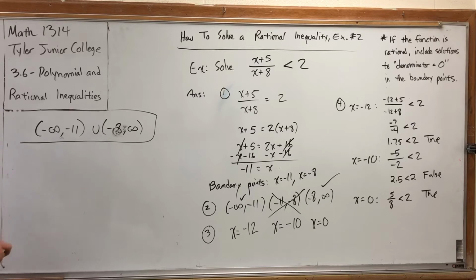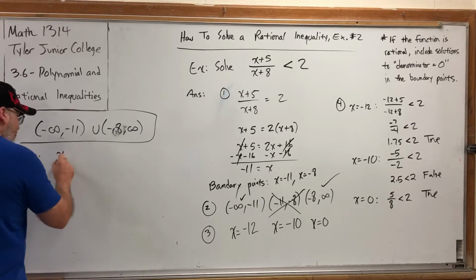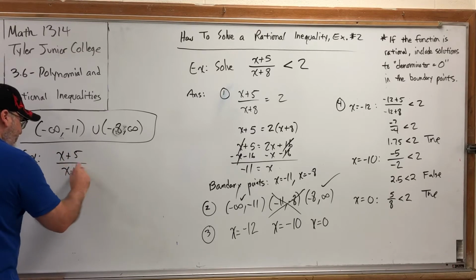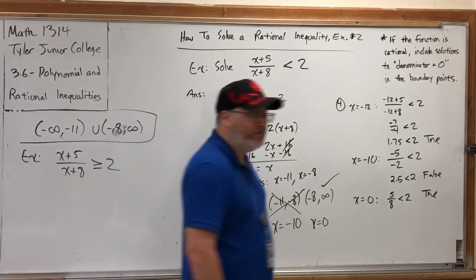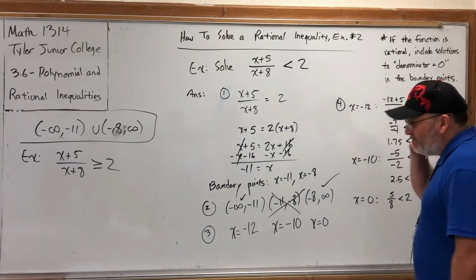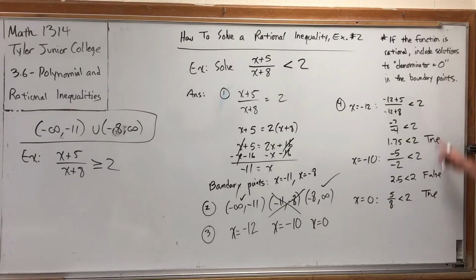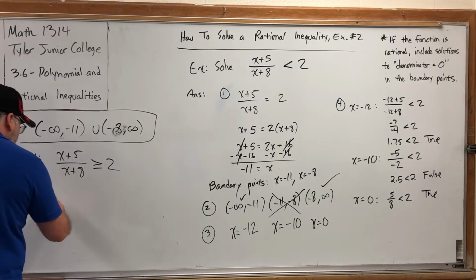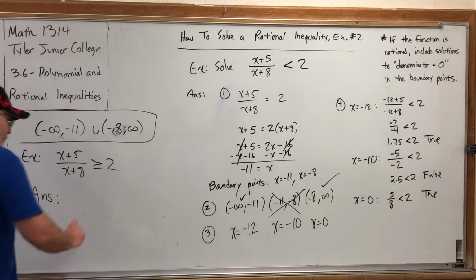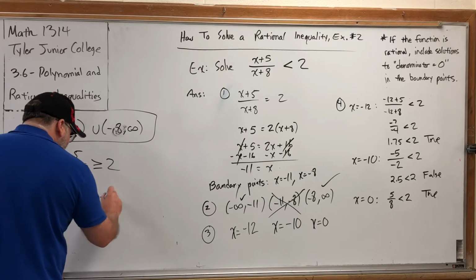Quick follow-up, since this is the last video. What if it had said x plus 5 over x plus 8 is greater than or equal to 2? What changes would we make? Because it says greater than, all of these trues and falses would be reversed. Greater than would be false, greater than here would be true, greater than here would be false. So we would keep the interval that we threw away and throw away the intervals that we kept. So we would keep the middle interval from negative 11 to negative 8.